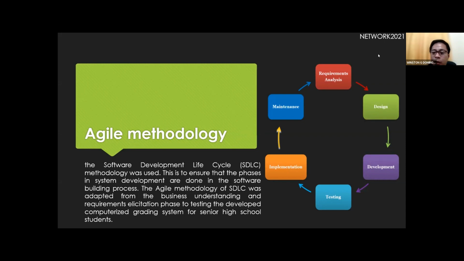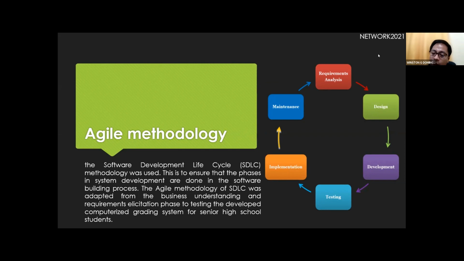During the development, there were a series of tests using data to check the validity of the output of the system. After the development and testing comes the implementation. During the implementation, as I said a while ago, I used alpha testing and beta testing. The beta testing is through the use of the developed system, and the alpha testing is used as the main grading system of the senior high school students.